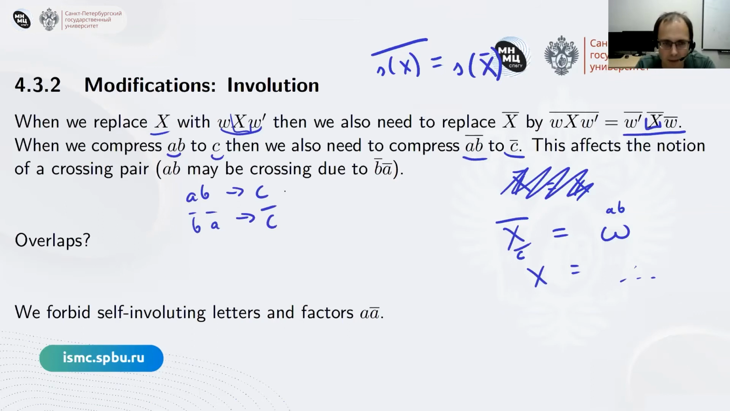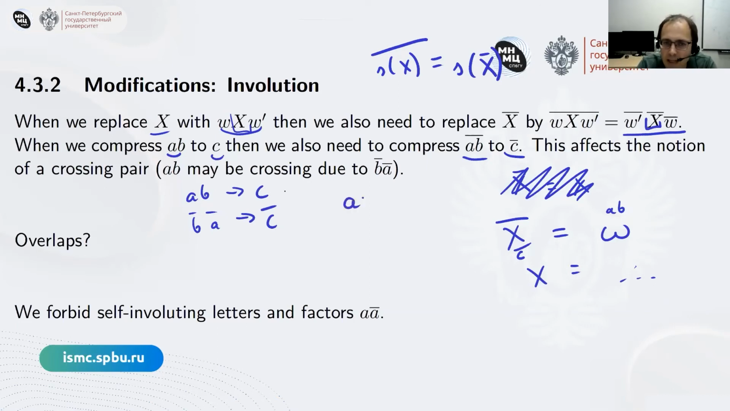Okay, so whenever we compress AB into the letter C, we also compress BA into the letter C involution, or C bar, which is perhaps easier to say. And this is fine as long as they do not overlap. So we want to make all those compressions in parallel, and this of course can be done, but it cannot be done if they overlap.